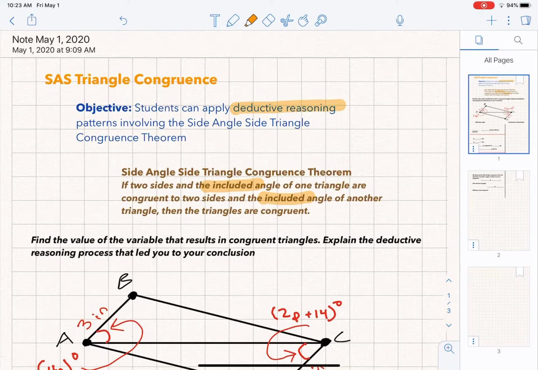What that means, this idea of included, is to say you have a triangle. I'll draw one over here. This is just a random triangle. And this triangle has sides A and B. Then this angle right here would be included. Right there.